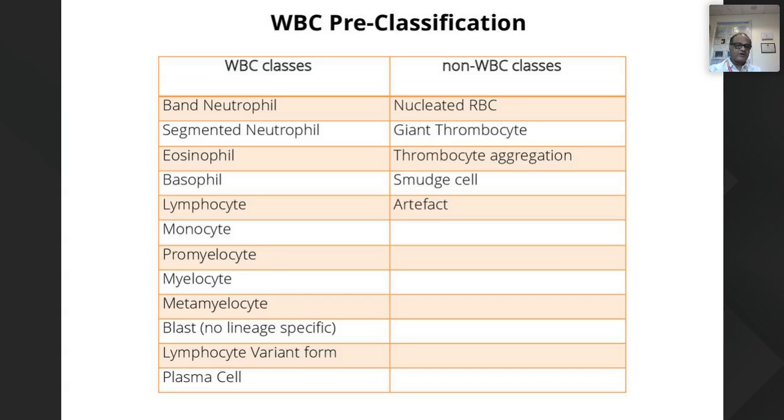So if you see, you have got band neutrophils, then monocytes, lymphocytes, promyelocytes, metamyelocytes, blasts, then you've got plasma cells, and you've got non-WBC classes also, like nucleated RBC, giant thrombocyte, thrombocyte aggregations, smudge cells, and the artifacts also. So this comes as a capsule from the WBC pre-classification.